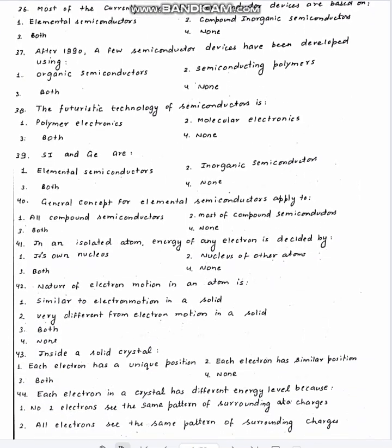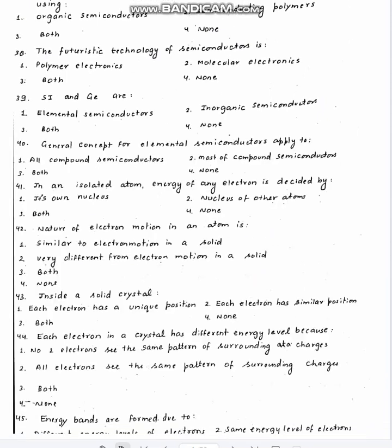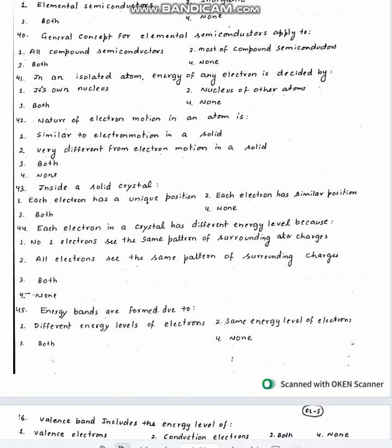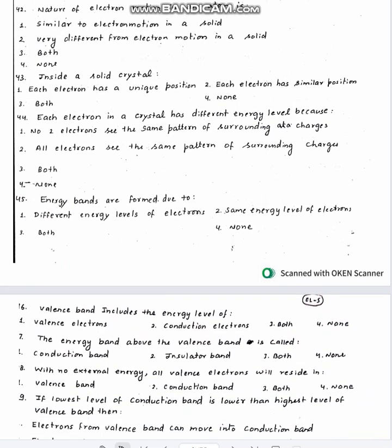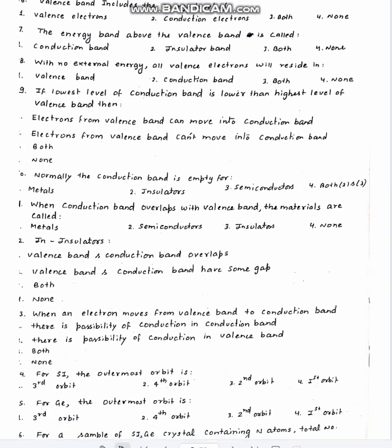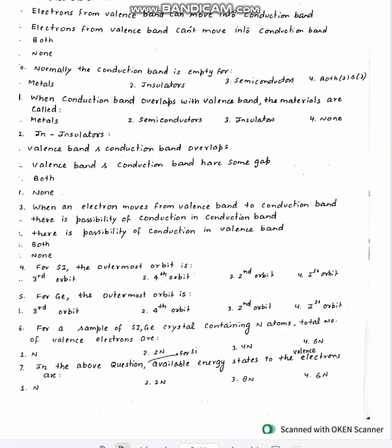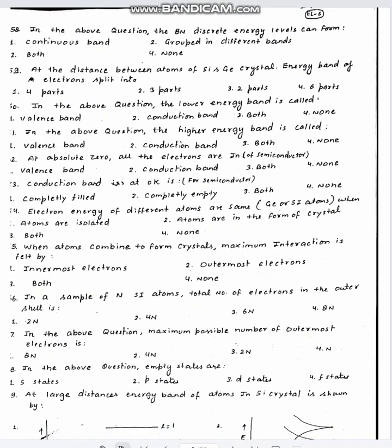Then most of the conductors, then futuristic technology of semiconductors. Then there are questions on elemental and compound semiconductors. Then questions are about electronic motion, then concept of energy bands, valence band, conduction bands, lowest energy, highest energy, outermost orbit of silicon and germanium. Then we have questions based on valence band, conduction band again.